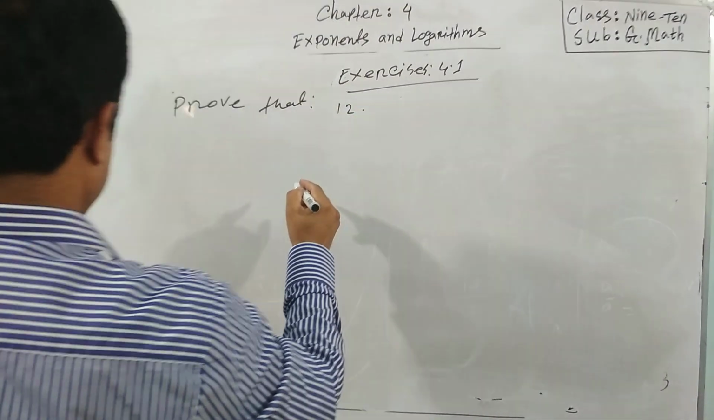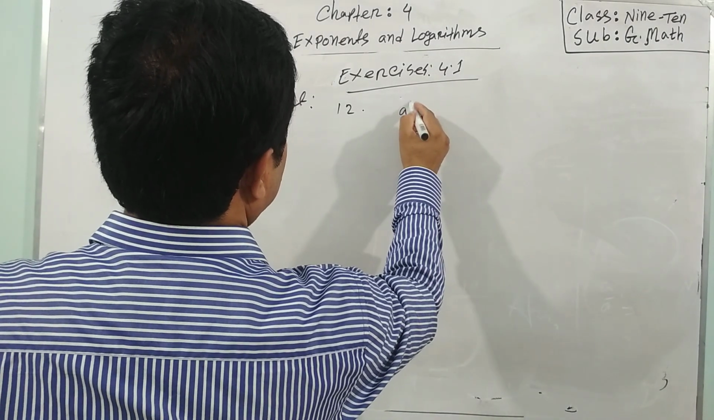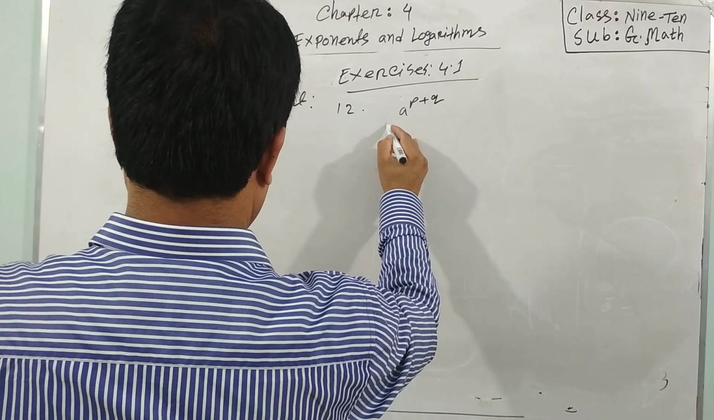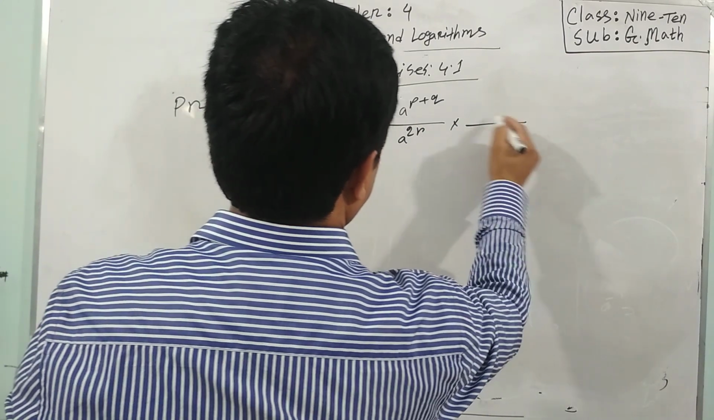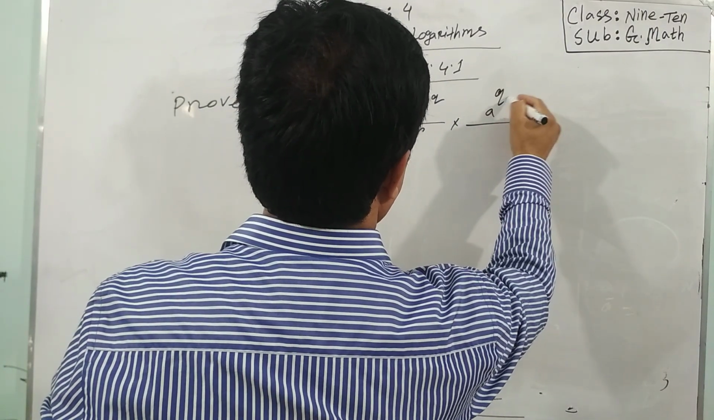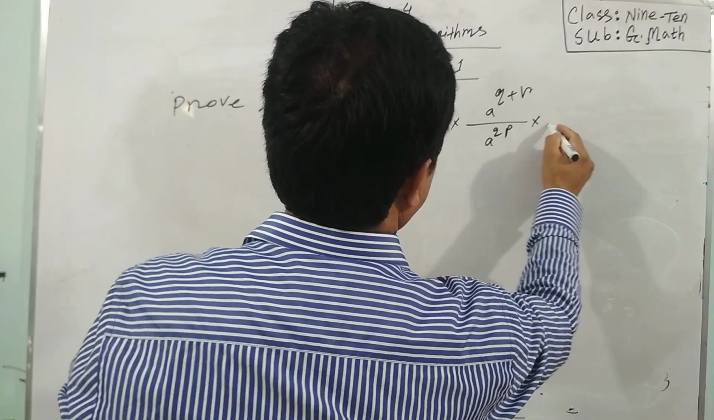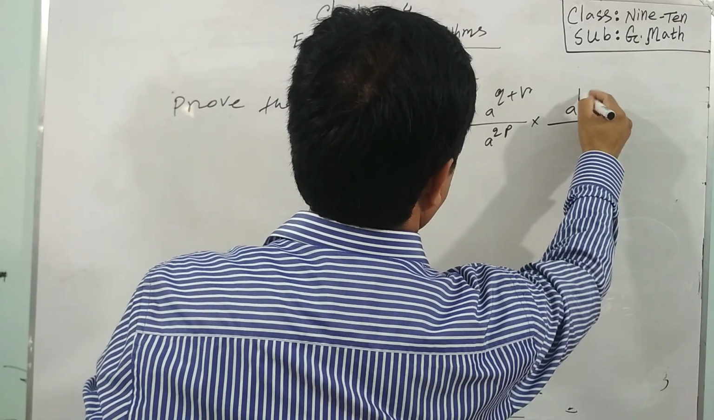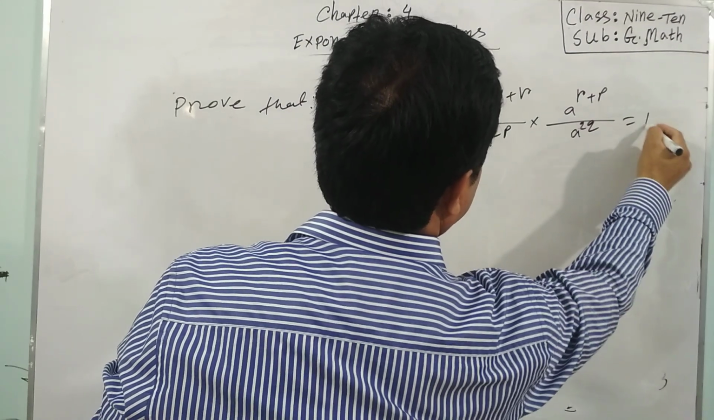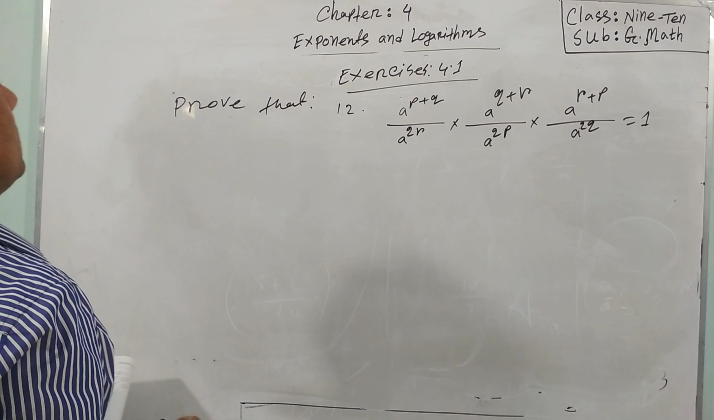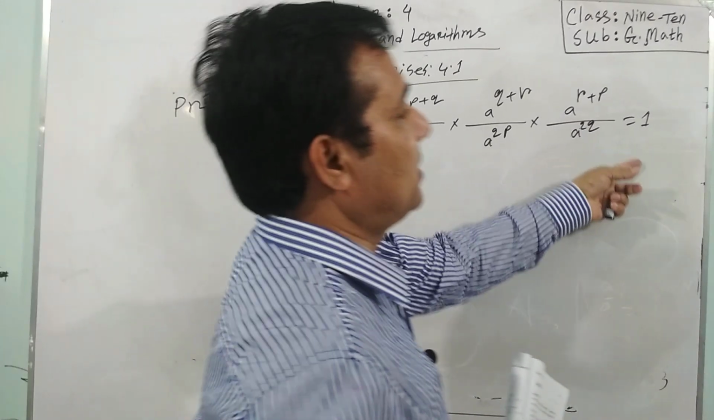Number 12: a to the power p plus q divided by a to the power 2r, a to the power q plus r divided by a to the power 2p, a to the power r plus p divided by a to the power 2q, equals 1. Prove: left side equals right side. We have to prove this.